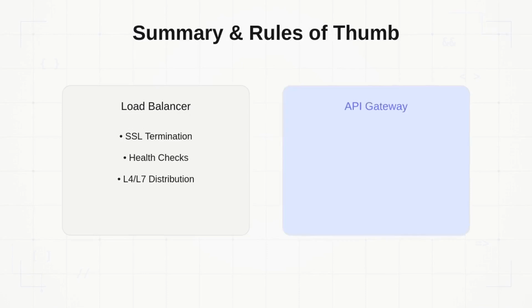Cloud providers often blur these lines. AWS Application Load Balancer can do some basic path-based routing, and tools like Kong or Nginx can act as both. However, keeping these concepts separate in your mind will help you design more maintainable systems. Don't overload your load balancer with business logic, and don't expect your gateway to handle layer 4 packet distribution at massive scale.